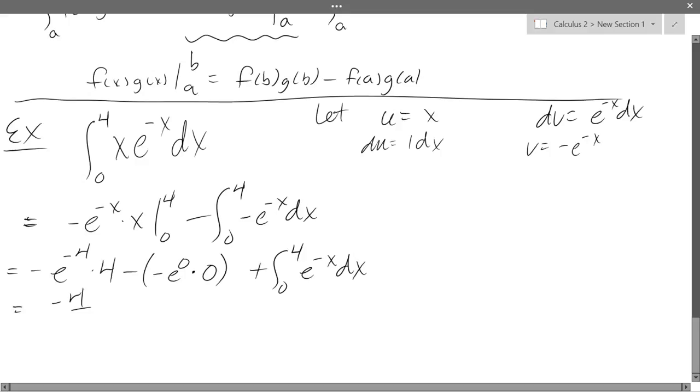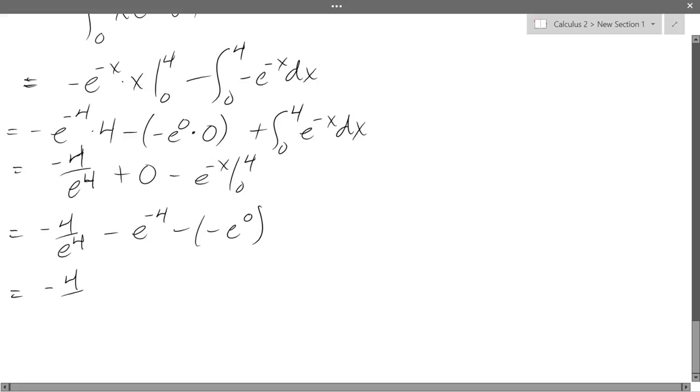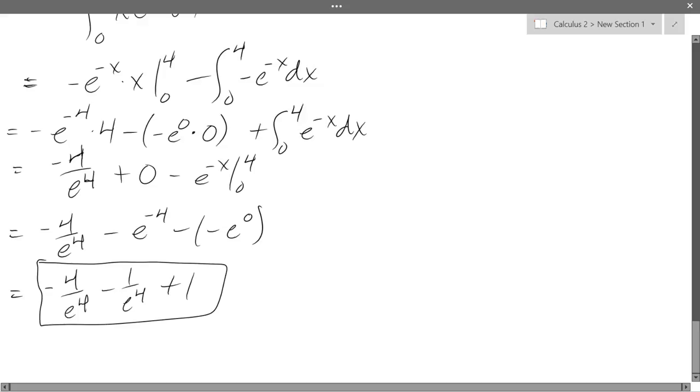So we have negative 4 over e to the fourth power plus 0. The antiderivative of e to the negative x is negative e to the negative x from 0 to 4. And then just take care of this. So we have minus e to the minus 4 minus negative e to the 0. So minus 4 over e to the 4th minus 1 over e to the 4th. Ooh, I need a plus C somewhere. No, I don't need a plus C. We have endpoints. Okay. e to the 0 is 1, so we get a plus 1. And there is the final answer right there.